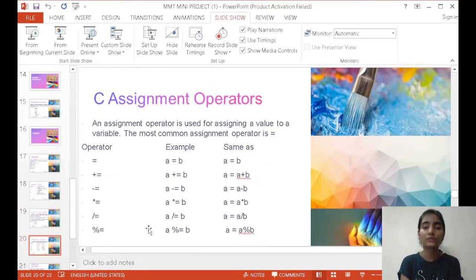Now let us move further to the C assignment operators. So an assignment operator is used to assign a value. So for example, a is equal to b means that the value of b is assigned to a. So we write it as a is equal to b. So these are the assignment operators.